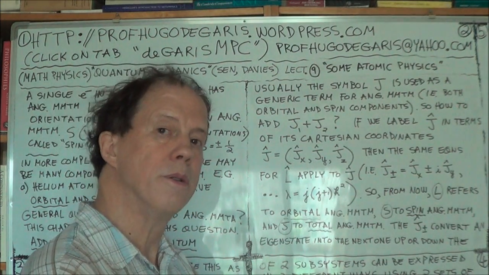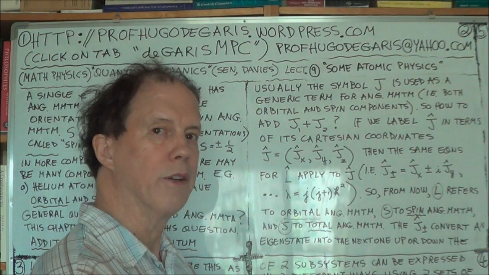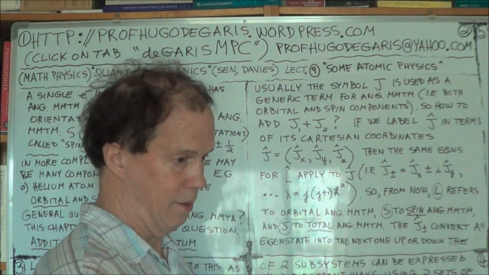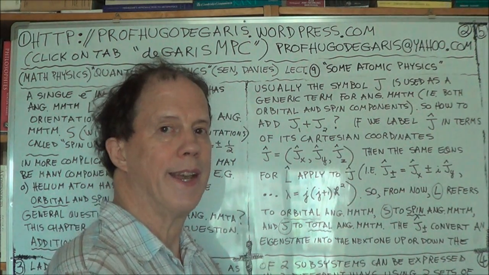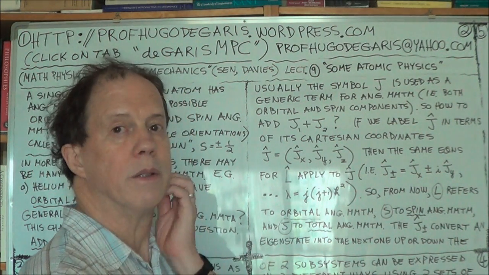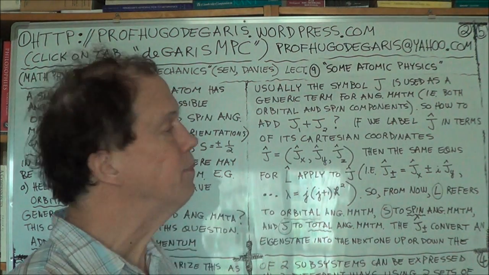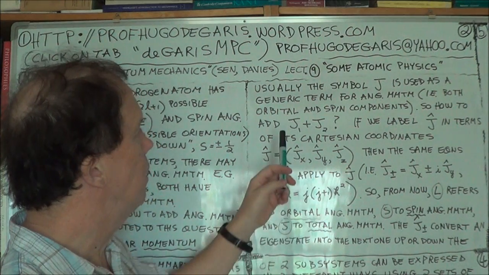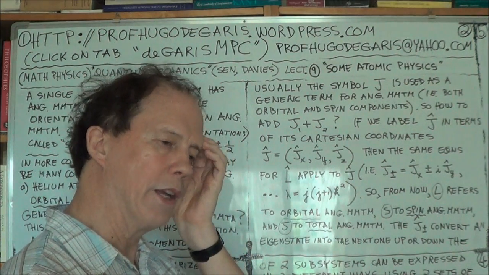So you're used to L as the symbol for the orbital angular momentum and the corresponding operator, L hat. You're used to S for the spin angular momentum and S hat for the spin angular momentum operator. Okay. Well, now we introduce a new one called J. So the corresponding operator for it is J hat. And what is J? It's a generic sign of general angular momentum.